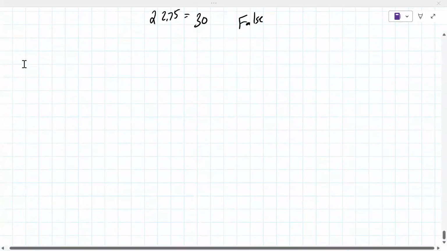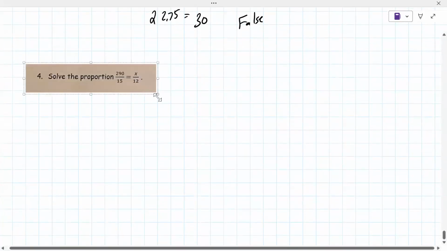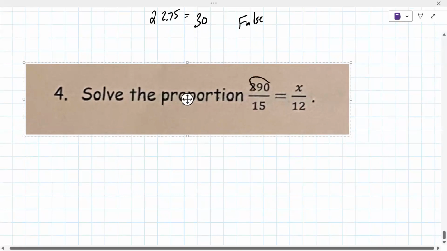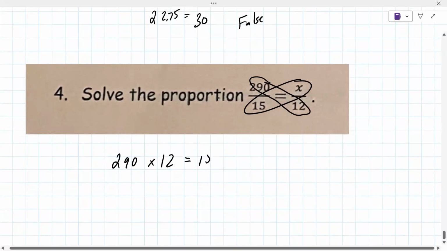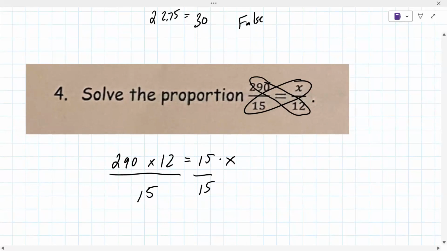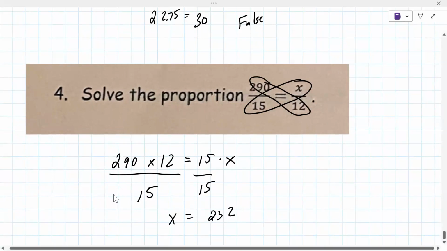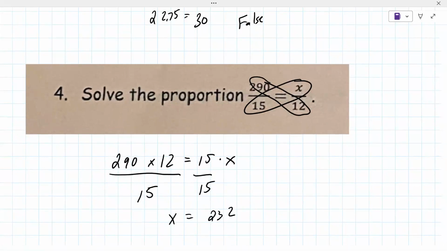Would I do 290 times 12 and then divide that by 15? I'd recommend diagonally multiplying. That's kind of the most fail-safe way to do it. Yeah, 290 times 12 equals 15 times x, and then you would divide both sides by 15. I don't know if it works out evenly. 232. It does. X equals 232. So this is showing your work. Even this up here is part of showing your work.